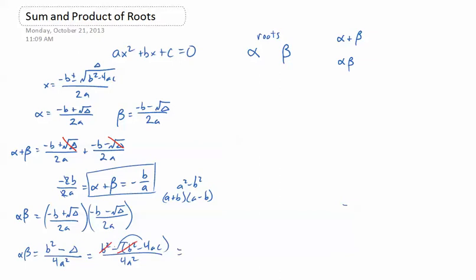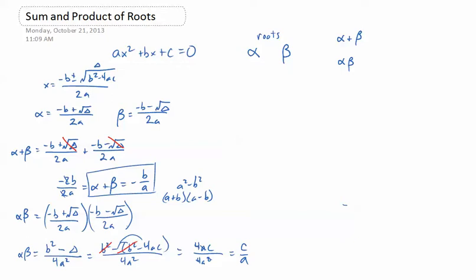And then I'm going to have a negative times that, which will leave me with a positive 4ac on top and a 4a squared on the bottom. The 4's cancel out. One of the a's cancels out, leaving me with c over a. So conveniently, I now have that alpha plus beta is negative b over a, and alpha times beta is just c over a. And so you can get the sum and product of any roots just by plugging in b and a. This was for the general form. This works in any situation.